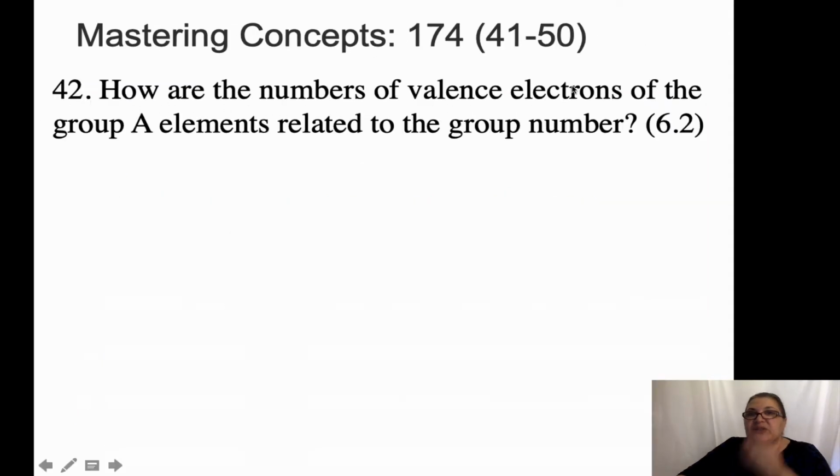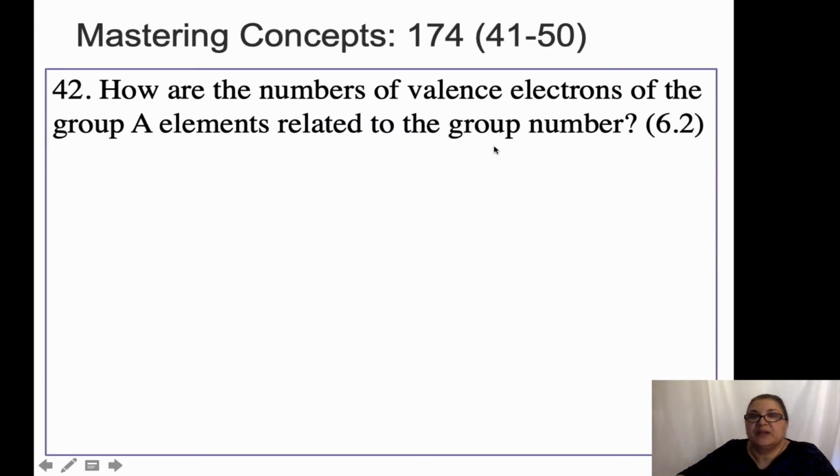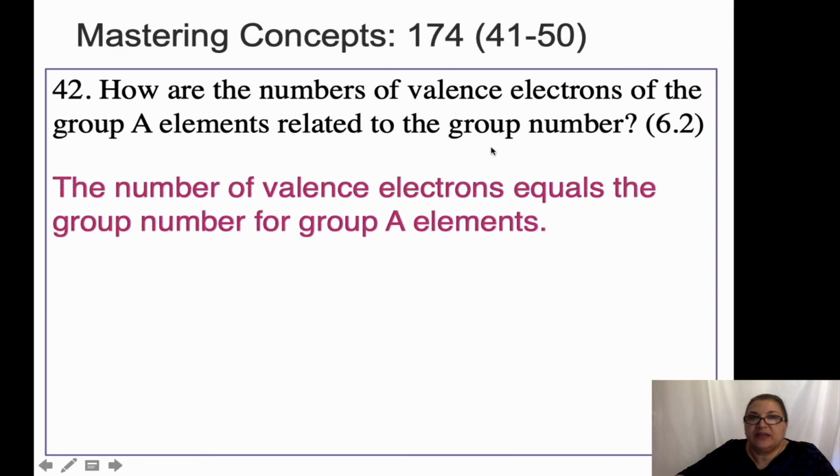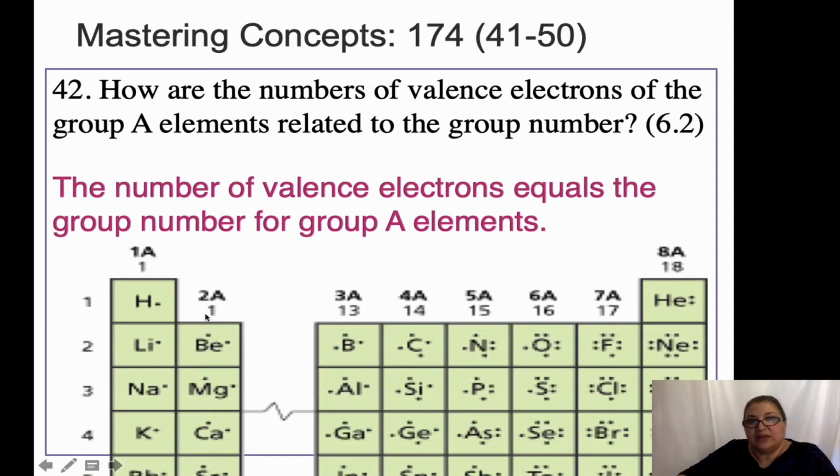How are the numbers of valence electrons in group A related to group numbers? Now, these are representative elements, 1A, 2A, all the way to 8A, and they tell us the number of valence electrons. So 1A has 1 valence electron, 3A has 3 valence electrons, and so on.